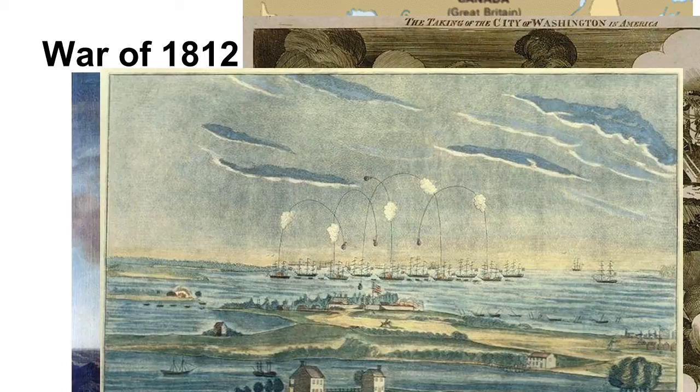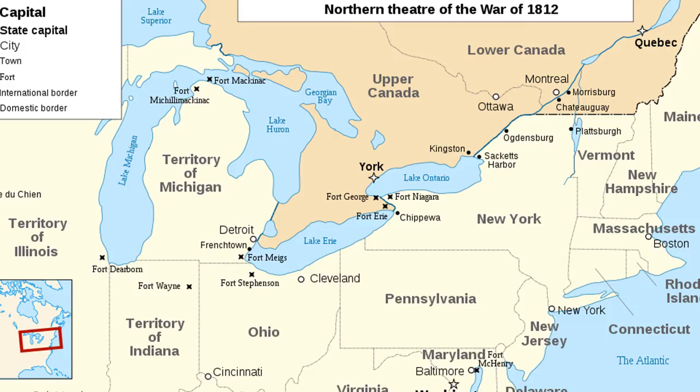So, however, the fort stands and the British are unable to take over Fort McHenry. In the northern theater of the war, as you can see here, we have a great number of battles.